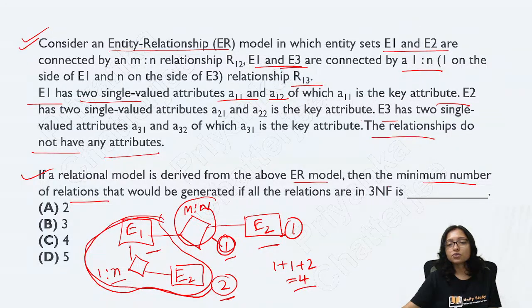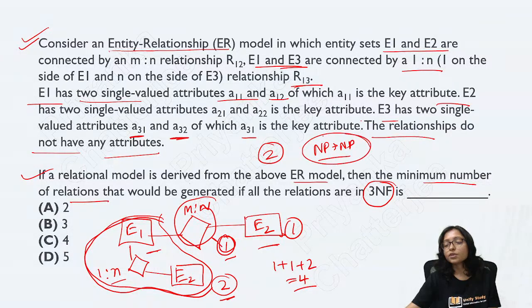To confuse you, they make it 3NF. It will be definitely in 3NF, because here the attributes are given. You can see everywhere there are 2 attributes. There will be no chance of non-prime to non-prime. One will be the prime attribute, another will be the non-prime attribute. No chance of non-prime to non-prime. So definitely the answer will be 4.